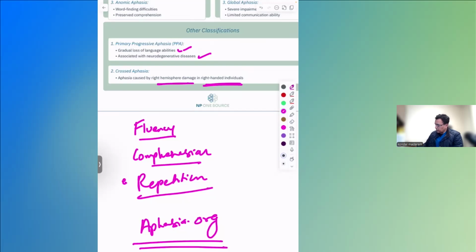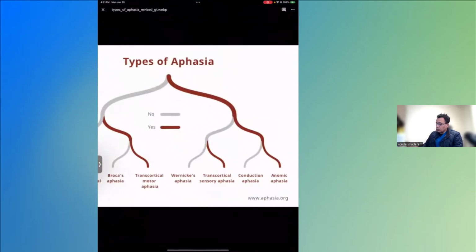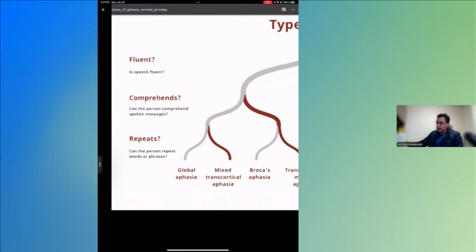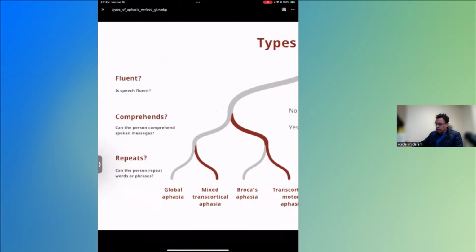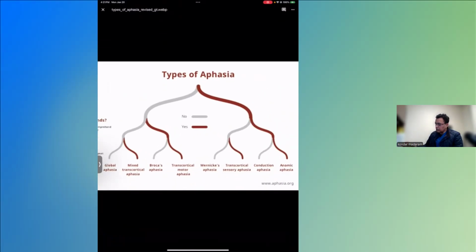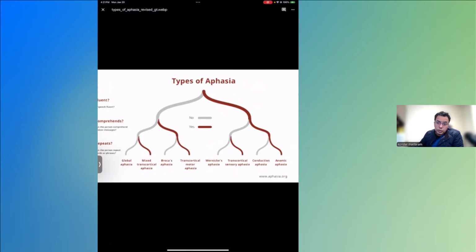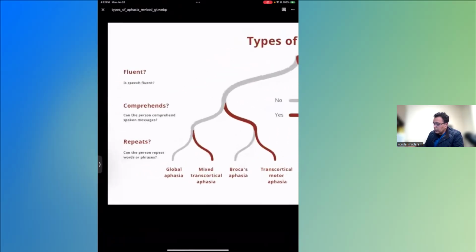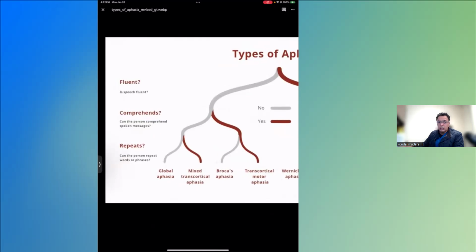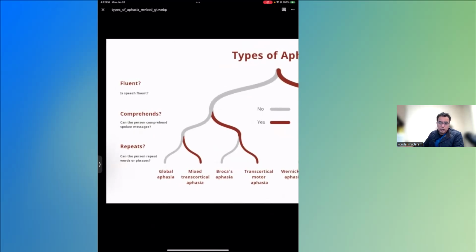And again, going back to this diagram of aphasia, giving credit to aphasia.org, the things you want to be mindful of are fluency, comprehension, and repetition, and have this chart in mind so that it helps you. I think you should create a flashcard with this and understand it, because it's maybe one or two questions, and you want to be looking at these three dynamics: fluency, comprehension, and repetition, to be able to answer any question related to aphasia.